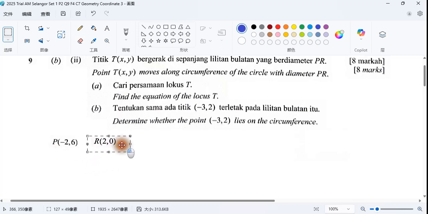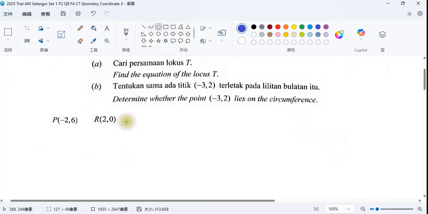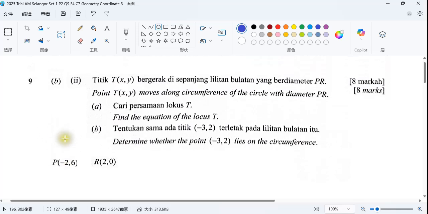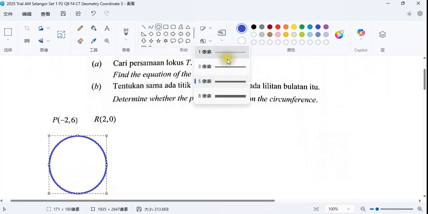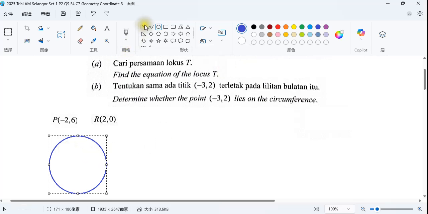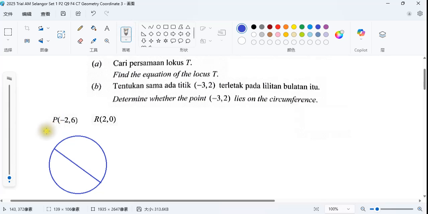So for part B, the point T moves along the circle with diameter PR. So we have a locus of moving point T, and we need to find the equation of locus T. So diameter PR, we have a circle here. This is P and we have R here. P is negative 2, 6 and R is 2, 0.